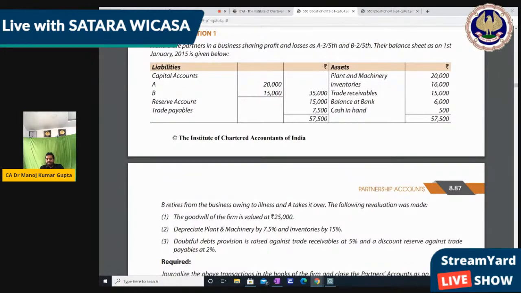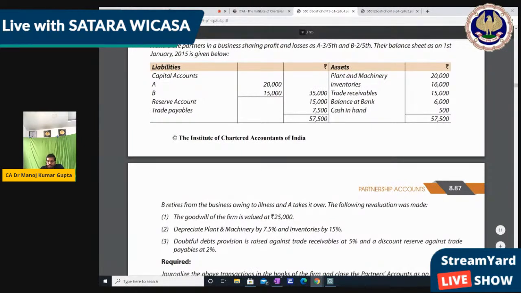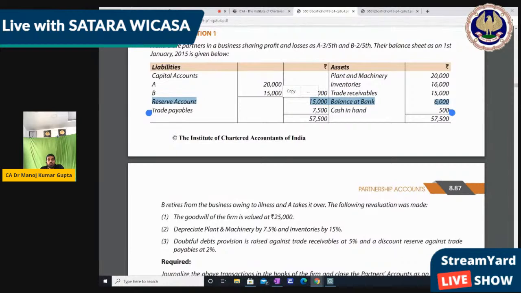A and B are partners in the business. Profit sharing ratio is 3/5 and 2/5. Their balance sheet as on 1st January 2015 is given below: capital of A and B, reserve account, trade payable account. So the reserve is also there, and that reserve needs to be distributed to the old partners in the old PSR, including the retiring partner. Then plant and machinery, inventory, trade receivable, balance at bank, cash in hand.